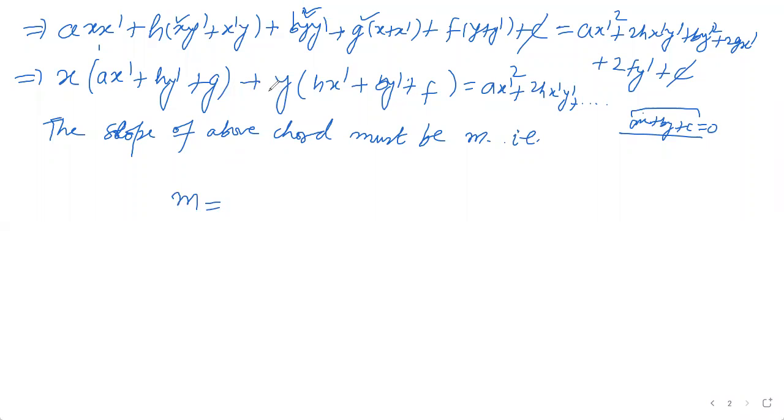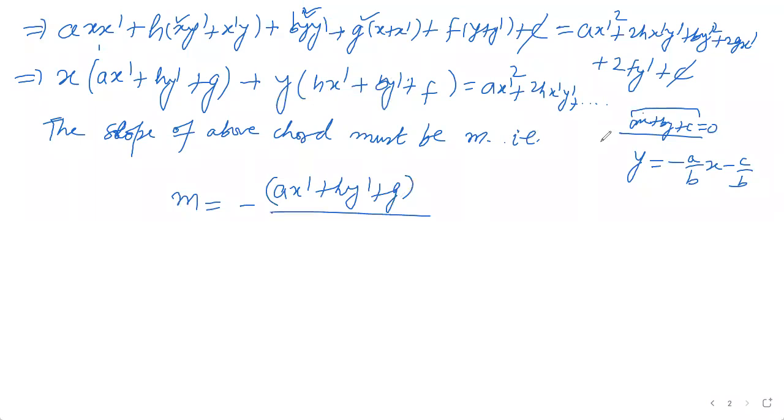अब इसका slope क्या है? Slope क्या होता है? Coefficient of x when we write y is equal to this form. Like इसे इधर ले आएंगे तो minus a upon b x minus c upon b. तो here when you will take on right hand side and minus से divide करेंगे, slope क्या आ जाएगा बताइए? Minus (a x dash plus h y dash plus g) divided by (h x dash plus b y dash plus f). Comparing with y is equal to mx plus c. This m is equal to this. तो ये क्या आ गया आपके पास? m is equal to this upon this. तो m मिल गया आपको.